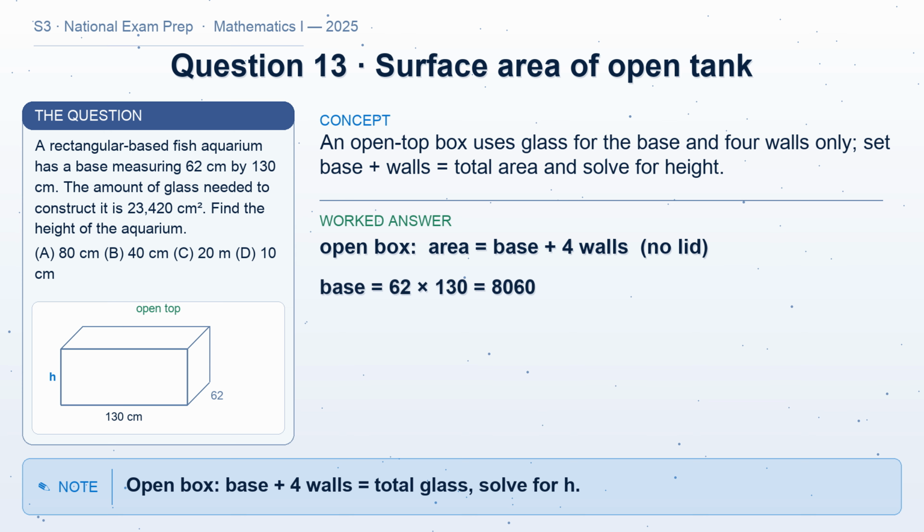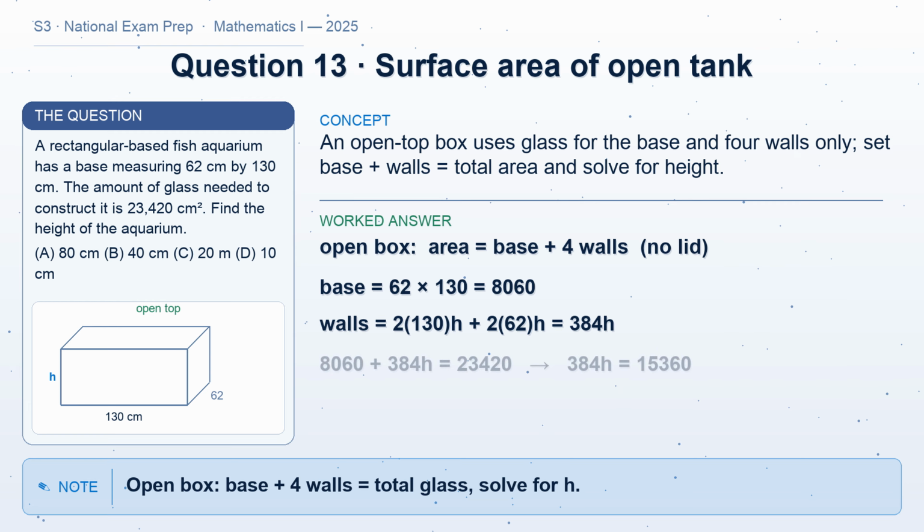The base is 62 times 130, which is 8,060. The walls come to 384 times the height. So 8,060 plus 384h equals the total glass. That leaves 384h equals 15,360. So the height is 40 centimeters. The answer is option B.